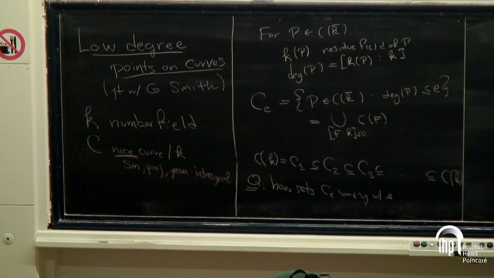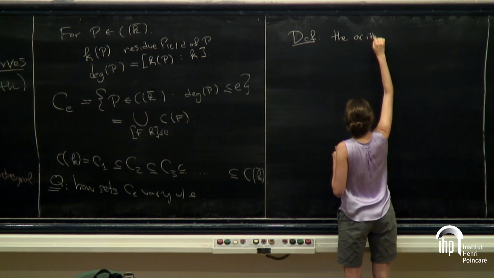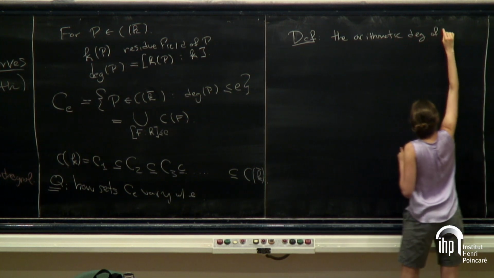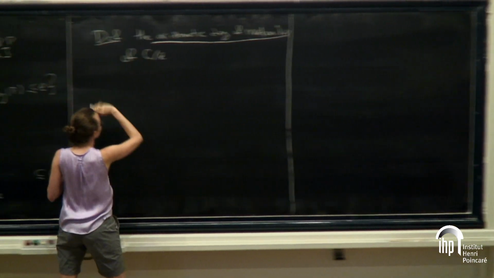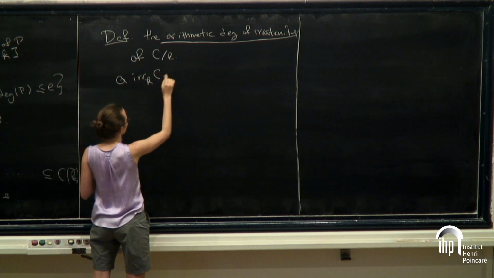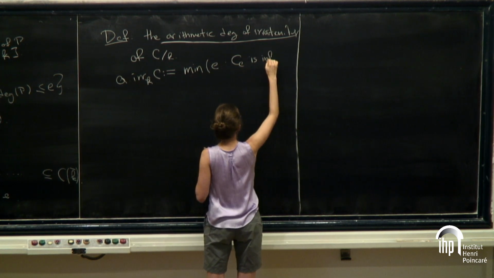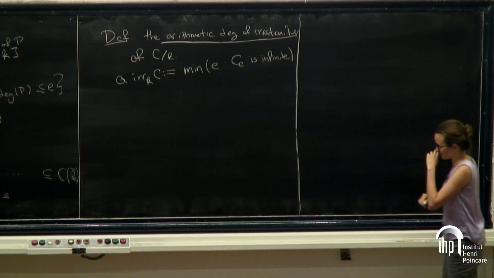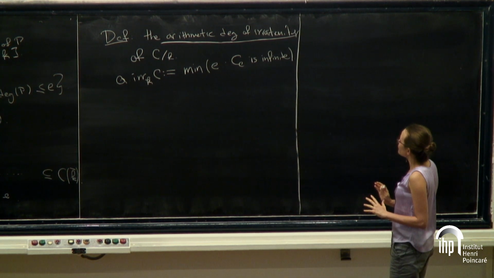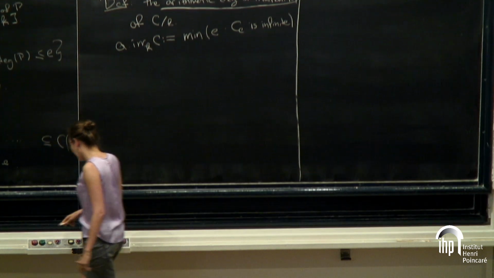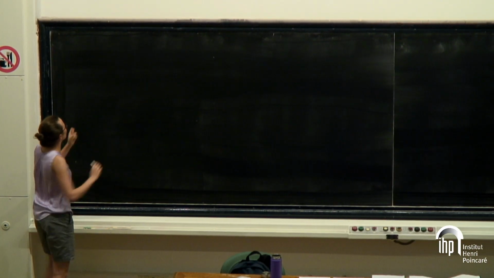To make a definition precise to the answer to that question, let's make this definition. The arithmetic degree of irrationality of the curve C over the base field k, which I will denote as airr sub k of C, is defined to be the smallest e so that this set C_e is infinite. So exactly the break point in this sequence between finite sets and infinite sets. All right, so to understand this definition a little bit better, let's do an example. We'll do several examples, and I'm going to organize them in a table.